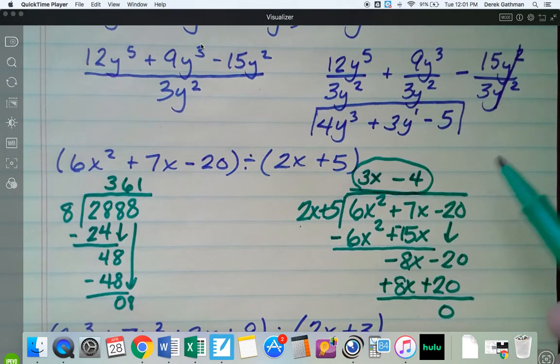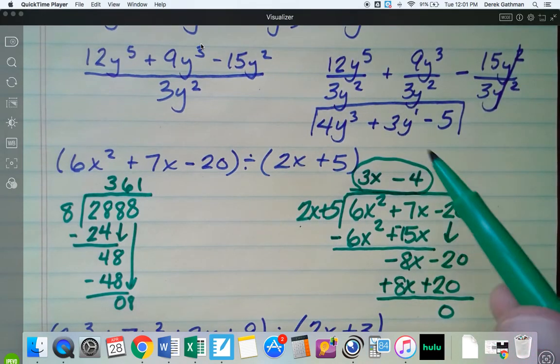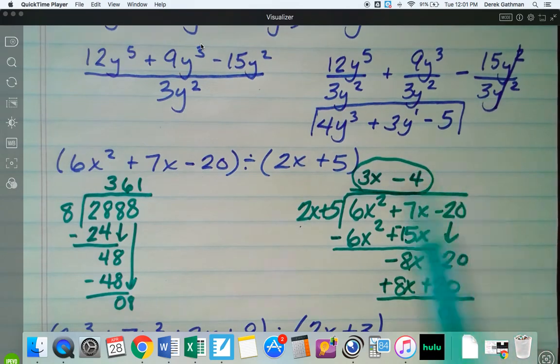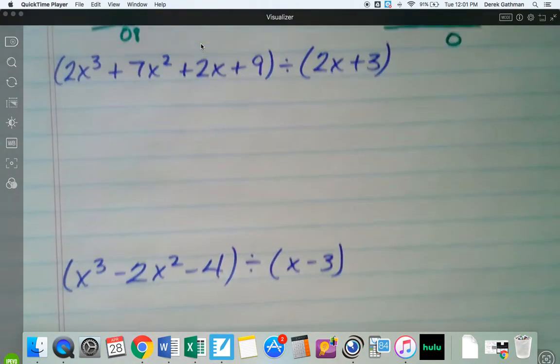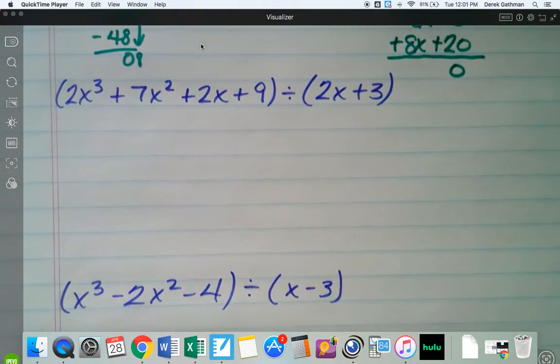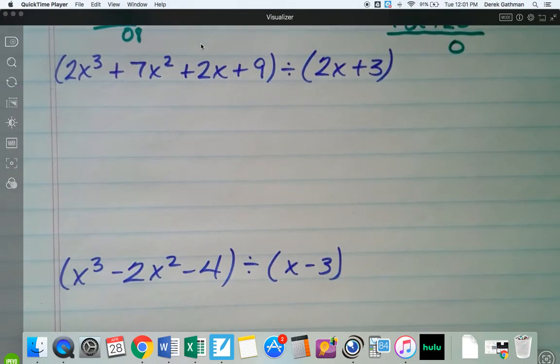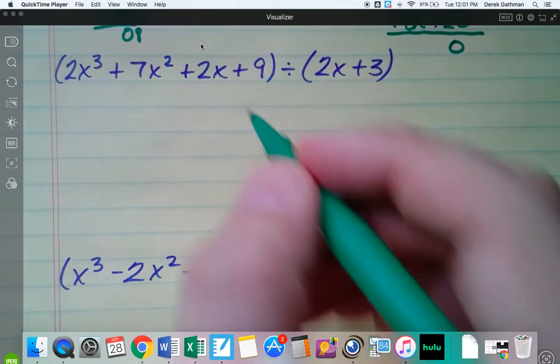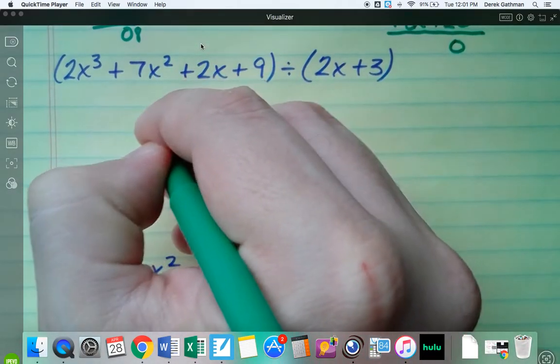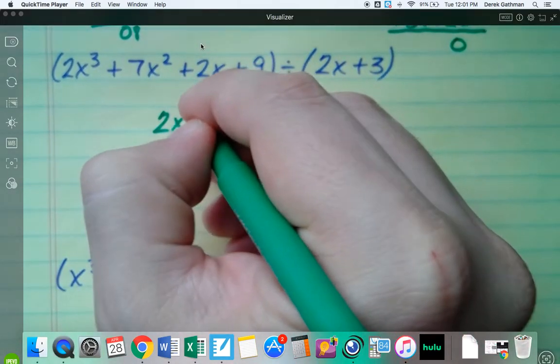So that's using polynomial long division to find your quotient. Very similar to long division of numbers, same process. Just now we've got x's in it. Another example. I've got 2x cubed plus 7x squared plus 2x plus 9 divided by 2x plus 3. So I'm going to set that up the same way I just did. I'm going to write out my dividend.